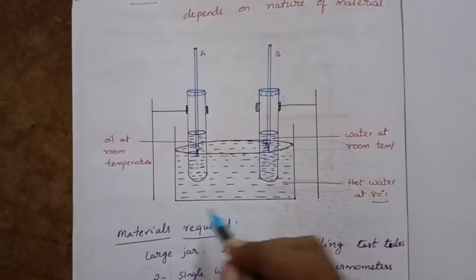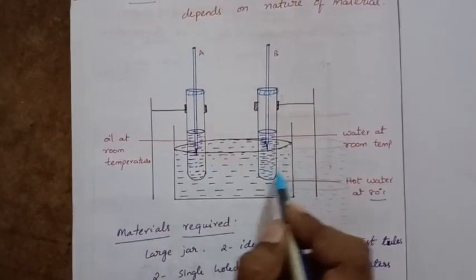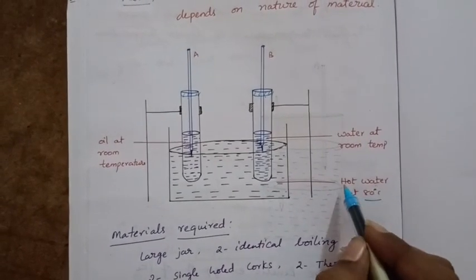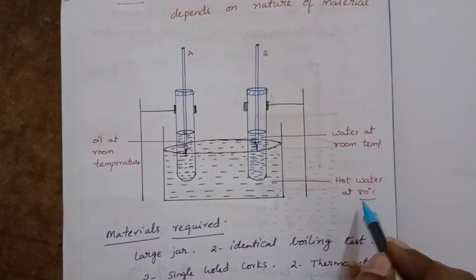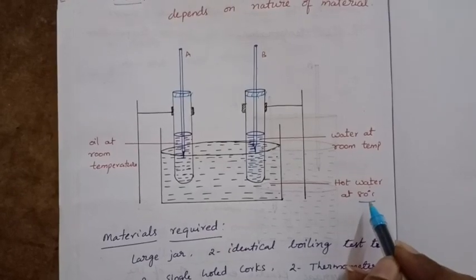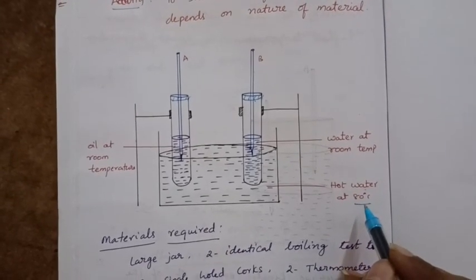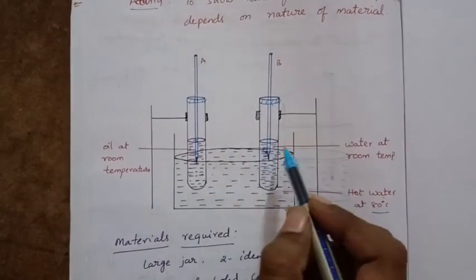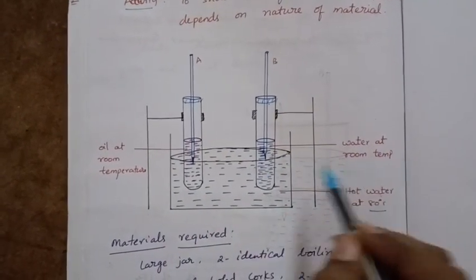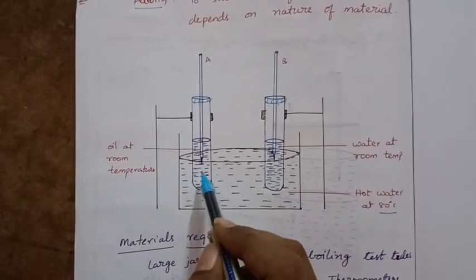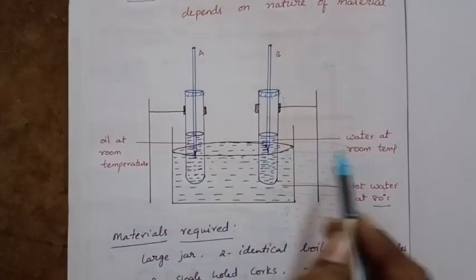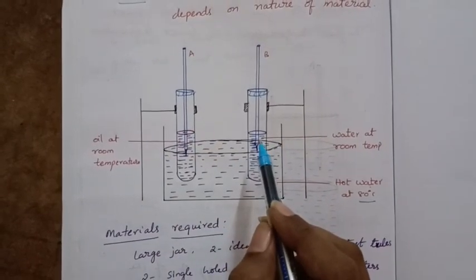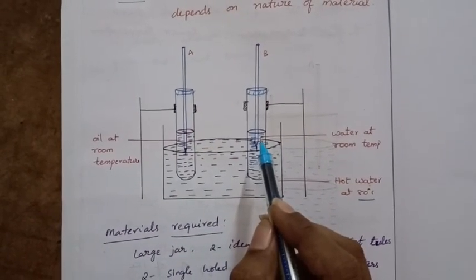First we should take a large jar. More than half of the vessel is filled with water at higher temperature. Now, 80 degrees is not fixed. We can take 90 degrees also, more temperature. And we should take two test tubes. One is filled with water at room temperature, another one is filled with oil at room temperature. Both should be at the same temperature.